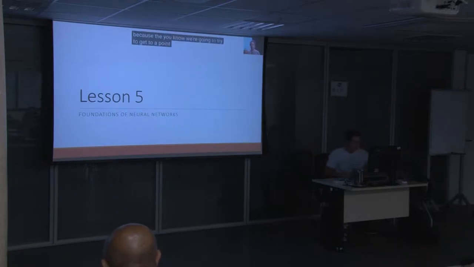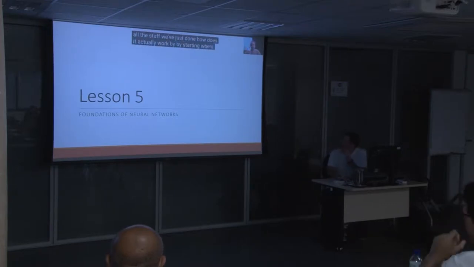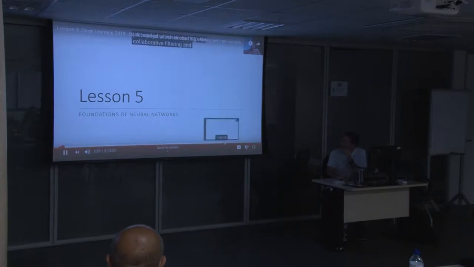we're going to try to get to a point where we understand pretty much every line of code and the implementations of these things, and the implementations of those things is much less intricate than vision and NLP. So as we come down this other side of the journey, which is like all the stuff we've just done, how does it actually work? By starting where we just ended, which is starting with collaborative filtering and then tabular data, we're going to be able to see what all those lines of code do by the end of today's lesson. That's our goal.